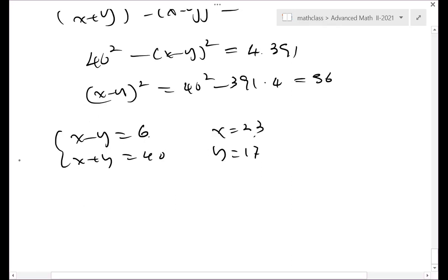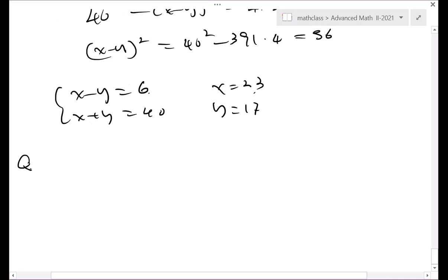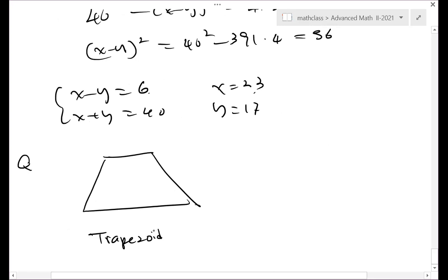Okay. So our next problem is a trapezoid. Right, trapezoid. Now, by definition, what is a trapezoid? In a trapezoid, you have two parallel lines. Okay, so this is A, B, C, D.